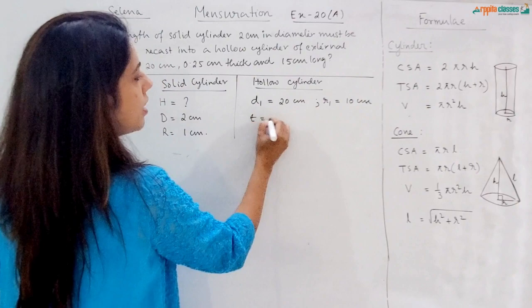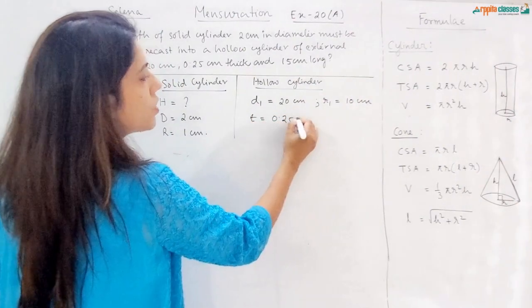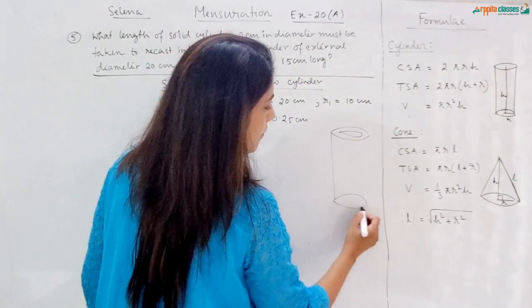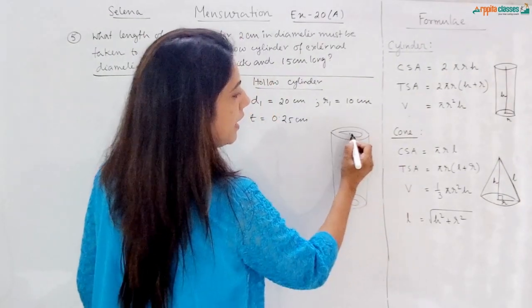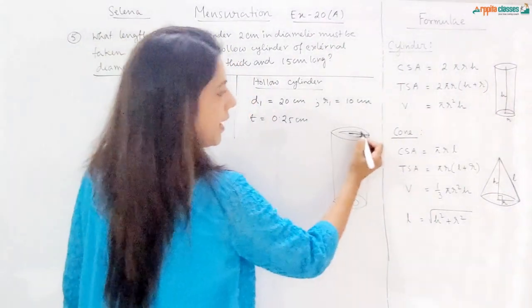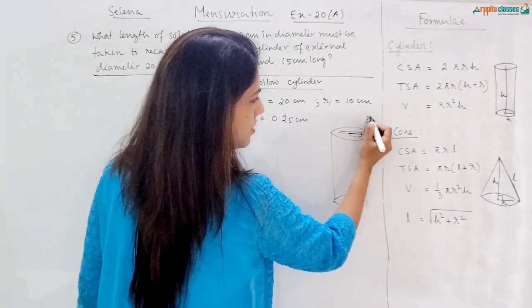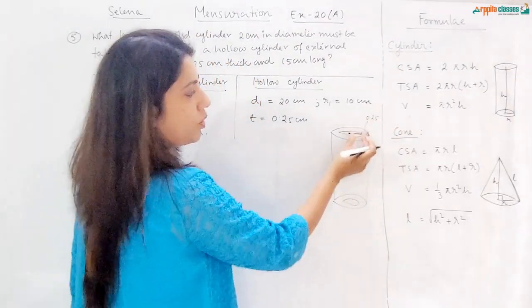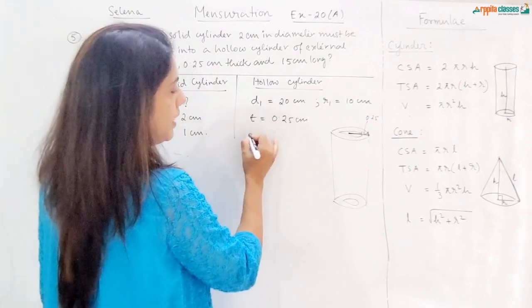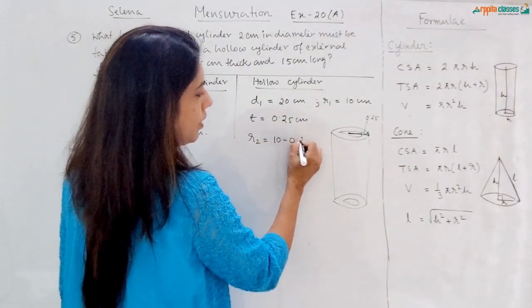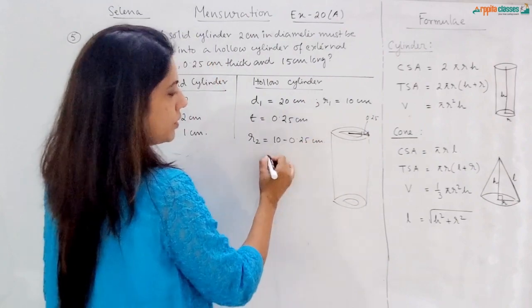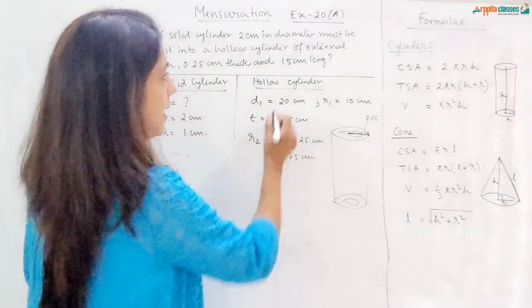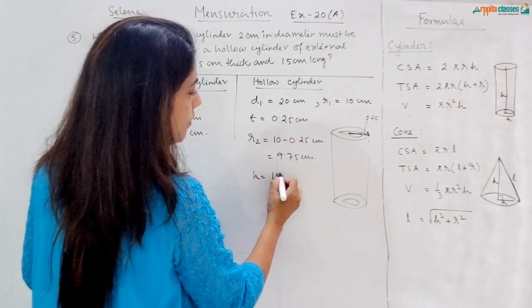The thickness here is 0.25 cm. So if you consider a hollow cylinder like this, you will understand, suppose this is the external radius and this much is the thickness, 0.25. So obviously to get the internal radius we have to subtract 0.25 from the external radius. So the internal radius R2 will be 10 minus 0.25 centimeter, that is equal to 9.75 centimeter. This is the internal radius and it is 15 centimeter long, so h is equal to 15 centimeter.